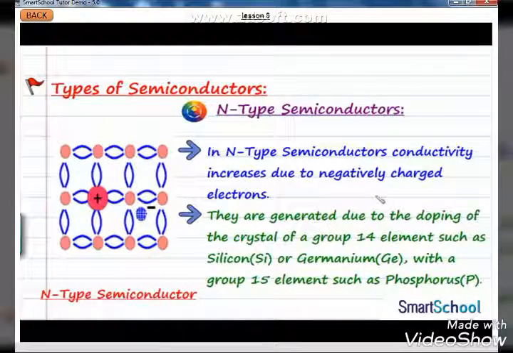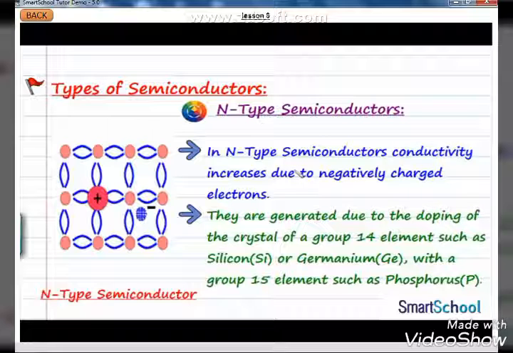We have learnt about intrinsic semiconductors, and we have another type of semiconductors which are known as extrinsic semiconductors. Extrinsic semiconductors are produced from intrinsic semiconductors by the process of doping. So when impurities are added to the intrinsic semiconductors, extrinsic semiconductors are obtained. And here we have types of semiconductors. Extrinsic semiconductors are of two types. The first type is N-type semiconductor.